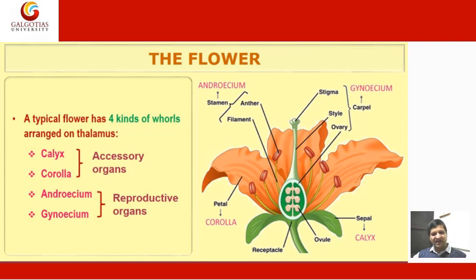Calyx and corolla make the accessory organs. Androecium and gynoecium jointly are the reproductive organs. Anthers and filaments jointly make the stamens. We say the androecium. Stigma, style and ovary, the three joined, we say carpel, that is the gynoecium. Petals are the corolla and sepals are the calyx. The ovules are also here and the receptacle in the flower.